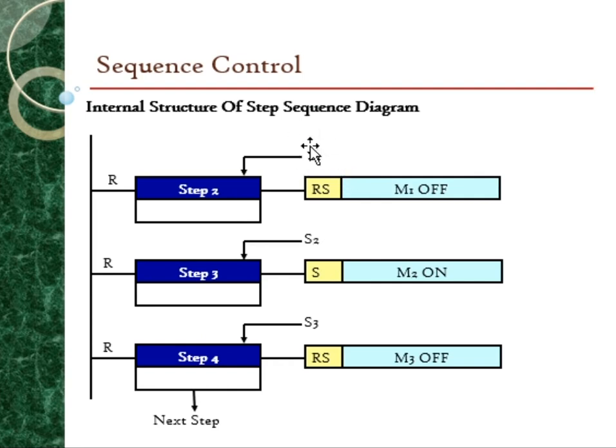For example here, S1 is the input or condition of this step, and then at this step there is a reset command which you need to turn off certain output. Okay, and then in step 3, by looking at the condition S2, you are going to set M2. So if you are going to set the M2, meaning that you are going to turn on the M2. Okay, and then you move to the next step once step 3 has completed.